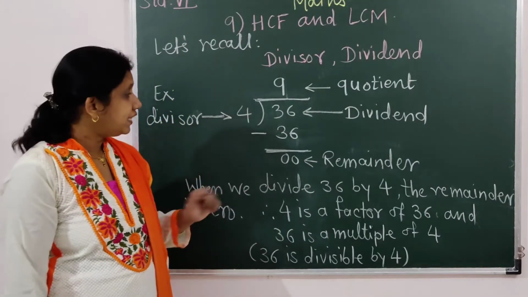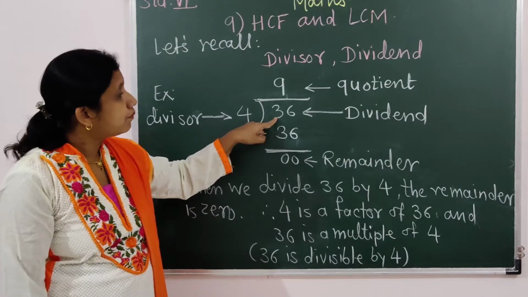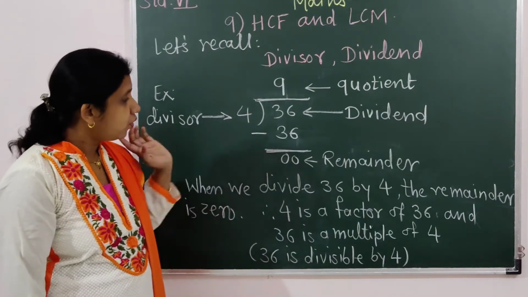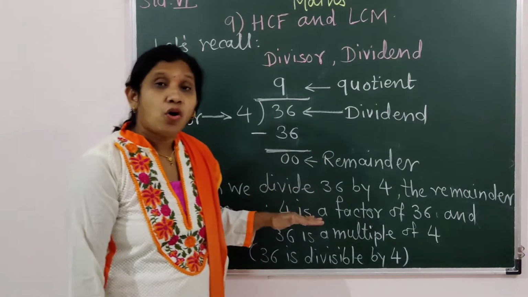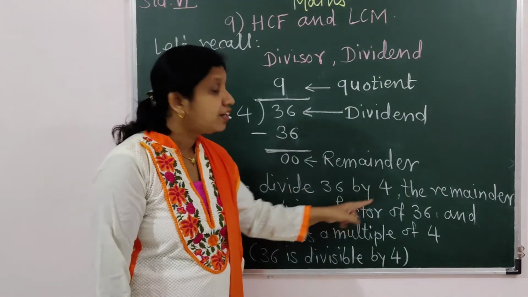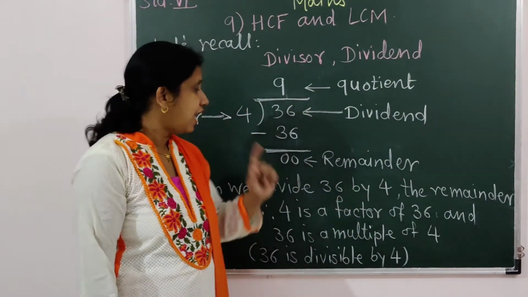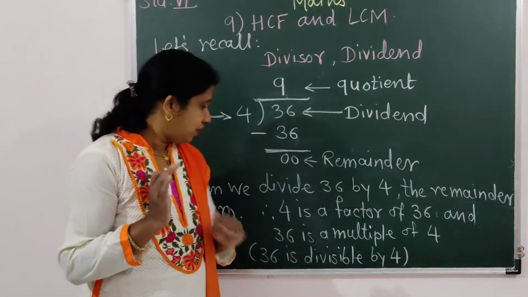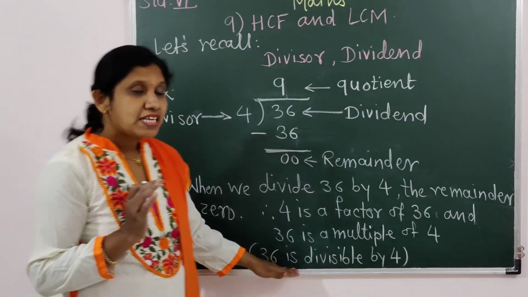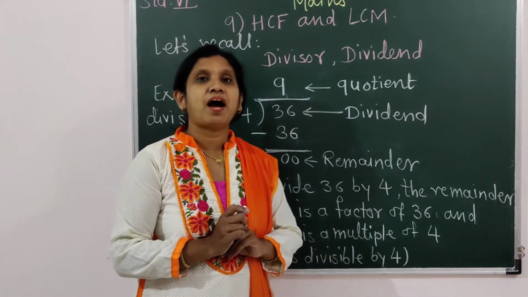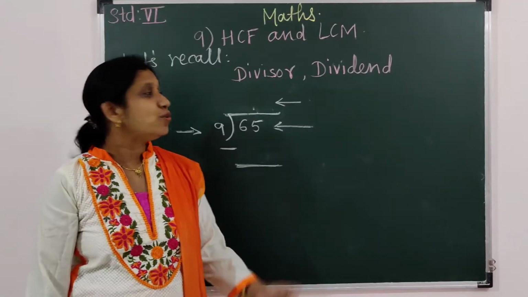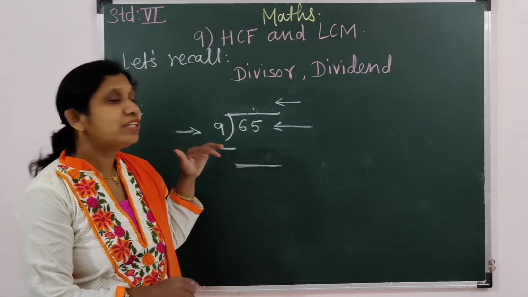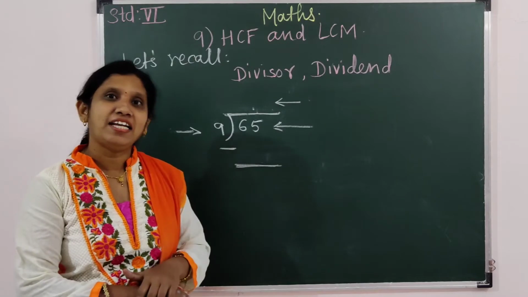Students, now let's see. When we divide this number 36 by 4, the remainder is 0. Therefore, 4 is known as a factor of 36 and 36 is a multiple of 4. Therefore, 36 is divisible by 4. Students, let's study one more example related to the same concept, dividend and divisor.